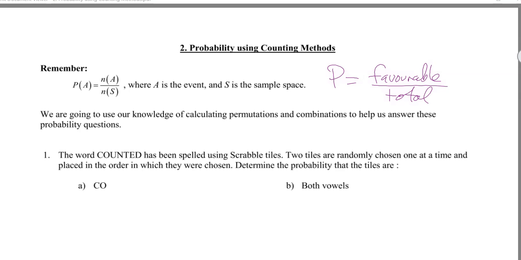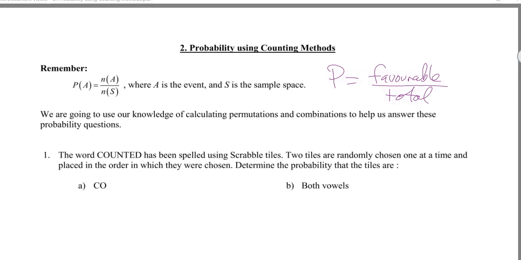There's no value judgments here. Favorable is the thing that we want to happen, and the total is the total number of outcomes. So we're going to use our knowledge of calculating permutations and combinations to help us answer these probability questions.